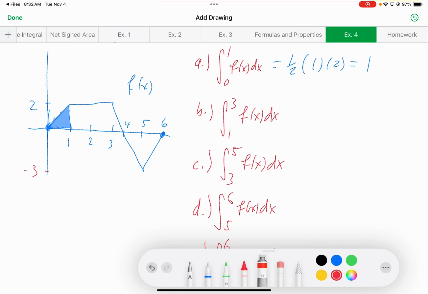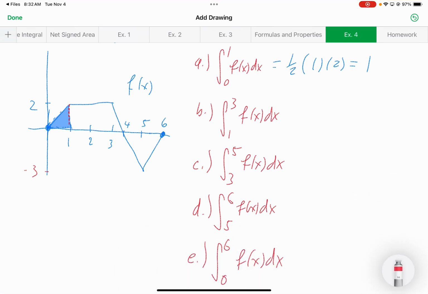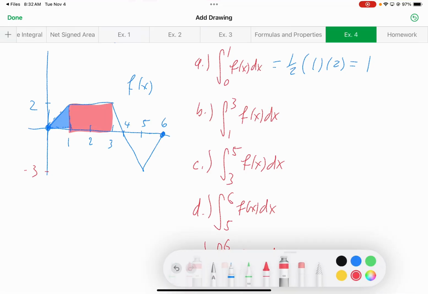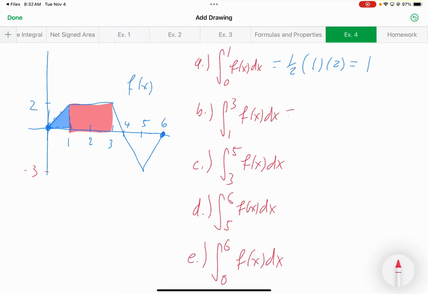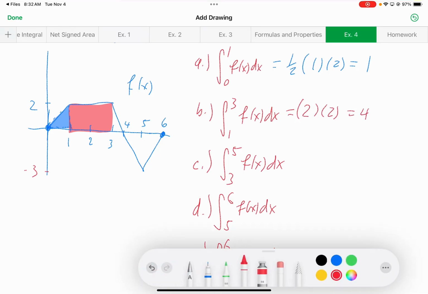All right. Let's do our next one. So that's from 1 to 3. What shape is that? Okay. So my base is going to be 2, and then my height is going to be 2. That gives me an area of 4.